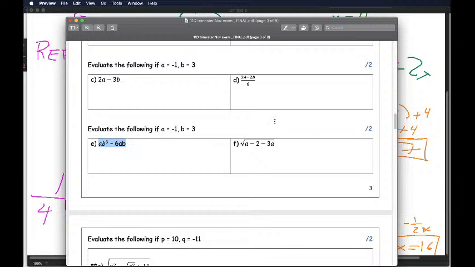Matthias, for example, this is worth 2 marks. If you just write down your answer and you get it wrong, you get 0. If you substitute the values in here, you might get 0.5.